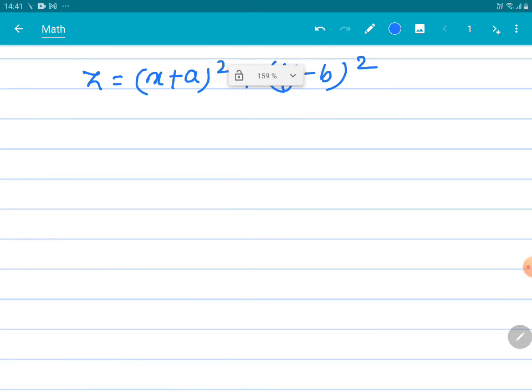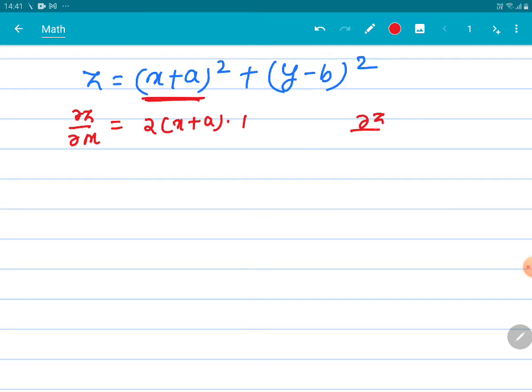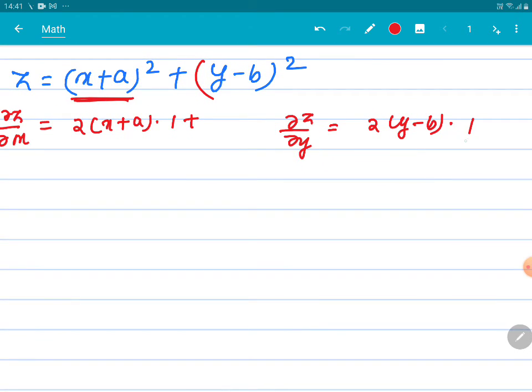here is the question. Now what do you do? First write del z by del x. With respect to x, 2 times (x plus a), and the derivative of x plus a is 1. With respect to y, this one is 0. With respect to x, this one will be 0. With respect to y, the first part 0, second part 2 times (y minus b), and the derivative of y is 1.